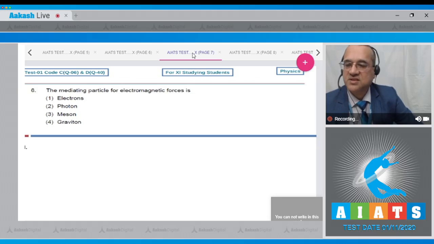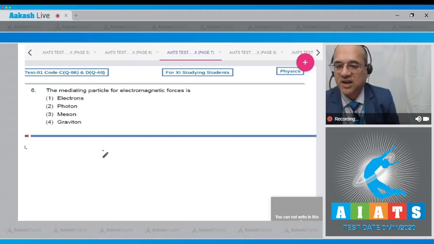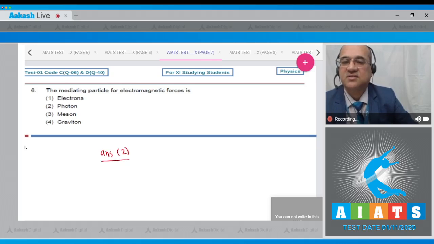Question number 6 asks: the mediating particles for the electromagnetic forces are the electrons, photons, mesons, or the graviton? From the fundamental forces, you might have read that electromagnetic forces are mediated by particles called photons. Therefore, I straightaway write the answer to this question is option 2. The photons are the intermediate particles. So let's move to the next question.